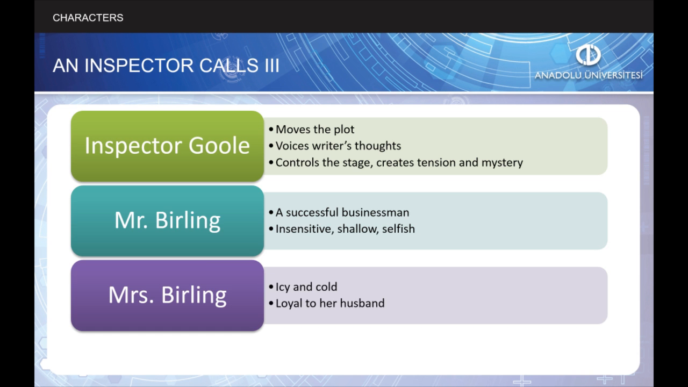The next character is Mrs. Birling. Mrs. Birling is the mother of the Birlings. Like her husband, she is also insensitive. She is icy, cold, and loyal to Mr. Birling in her efforts to manipulate Inspector Goole to preserve her husband's prestige in society. She doesn't seem to learn a moral lesson from her children.